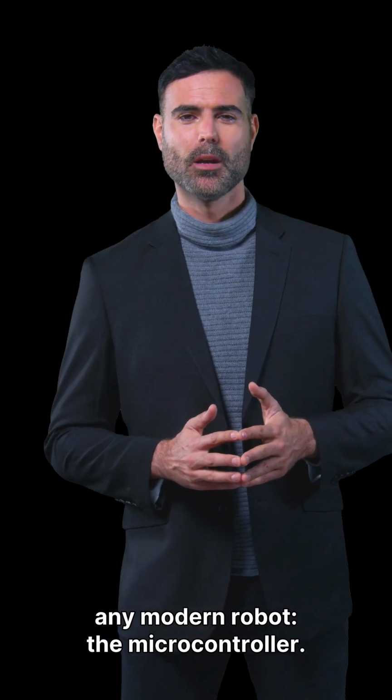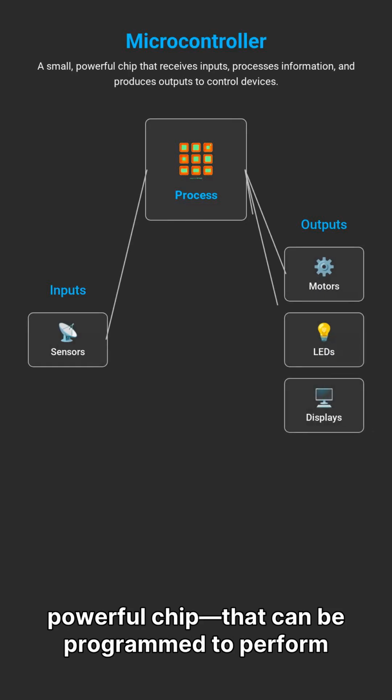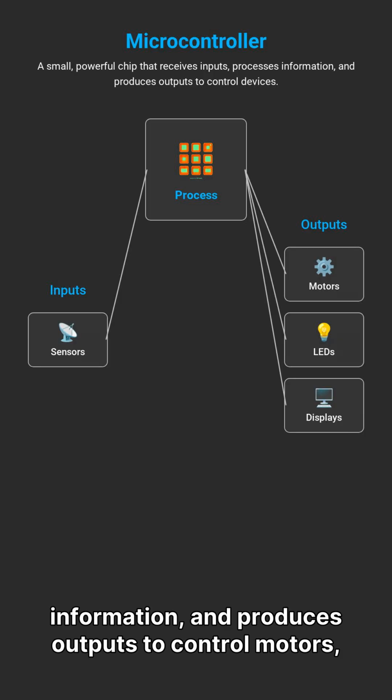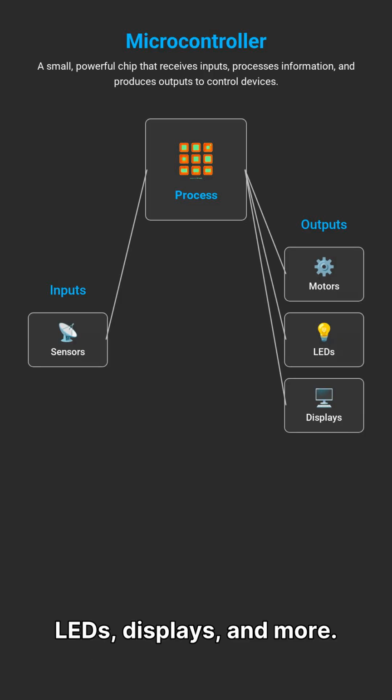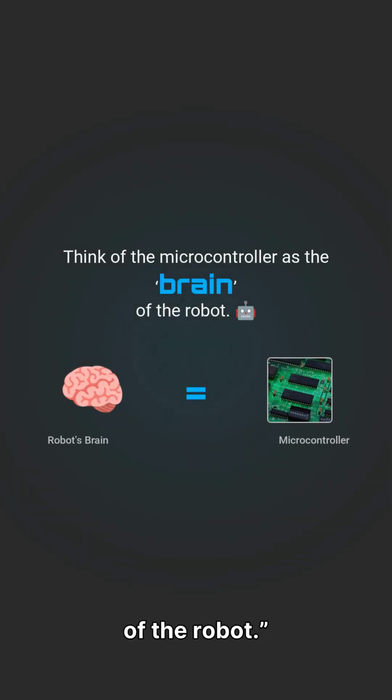Today we are going to talk about one of the most important parts of any modern robot, the microcontroller. A microcontroller is an integrated circuit, a small, powerful chip that can be programmed to perform a specific task. It receives inputs from sensors, processes the information, and produces outputs to control motors, LEDs, displays, and more. Think of the microcontroller as the brain of the robot.